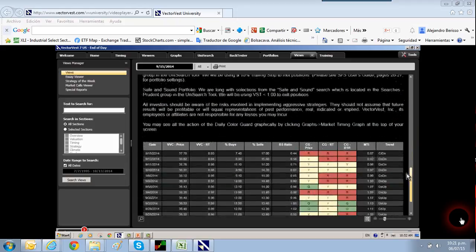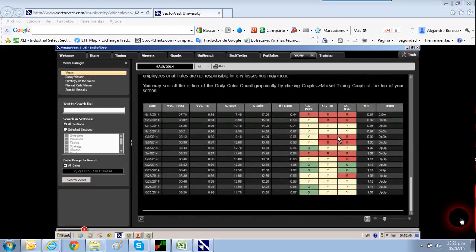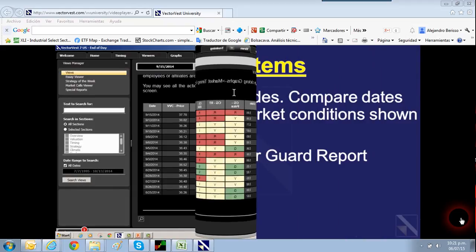Then as I scroll down, here's that color guard. So the same colors you would have seen on the home page at that time, and on that day there was a red light. So we would have said, hey, you shouldn't have been buying stocks. So go back and look at your past trades and compare dates that you bought the stock to what we were advising in VectorVest.